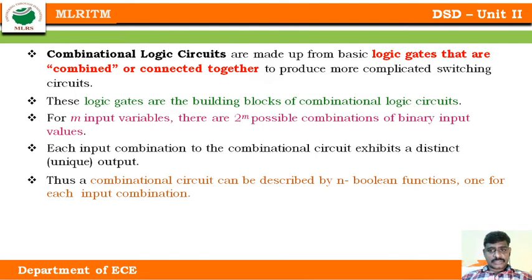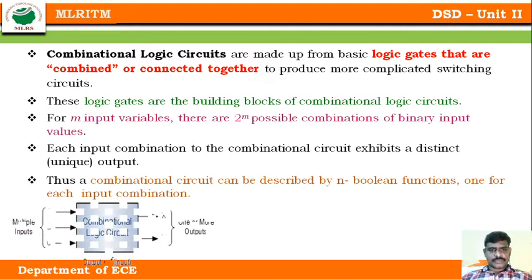These combinational circuits can be described by Boolean functions, one for each output. Suppose you take 3 input variables a, b, c, and the circuit generates 2 output variables x and y. x is one output having one Boolean function, and y is another output having another Boolean function. All the Boolean functions have the input variables a, b, c.